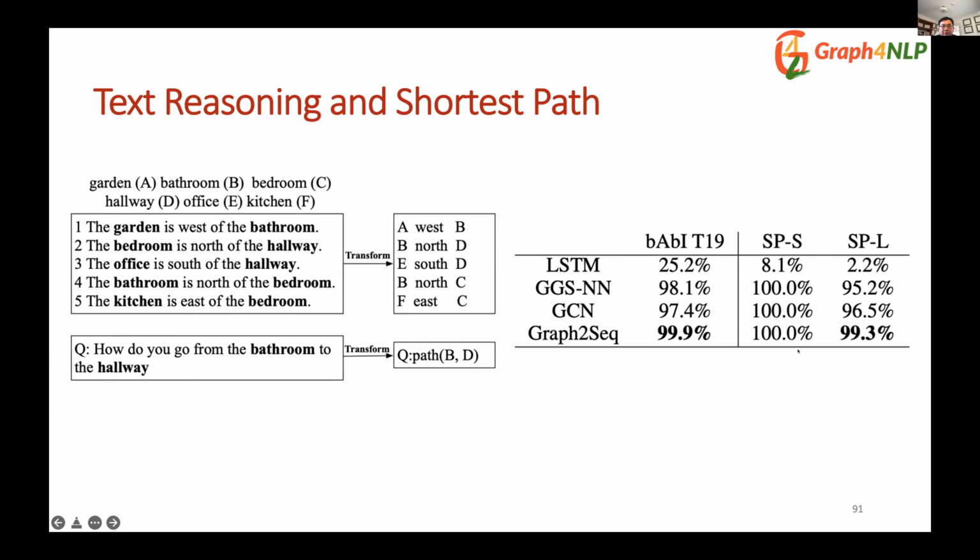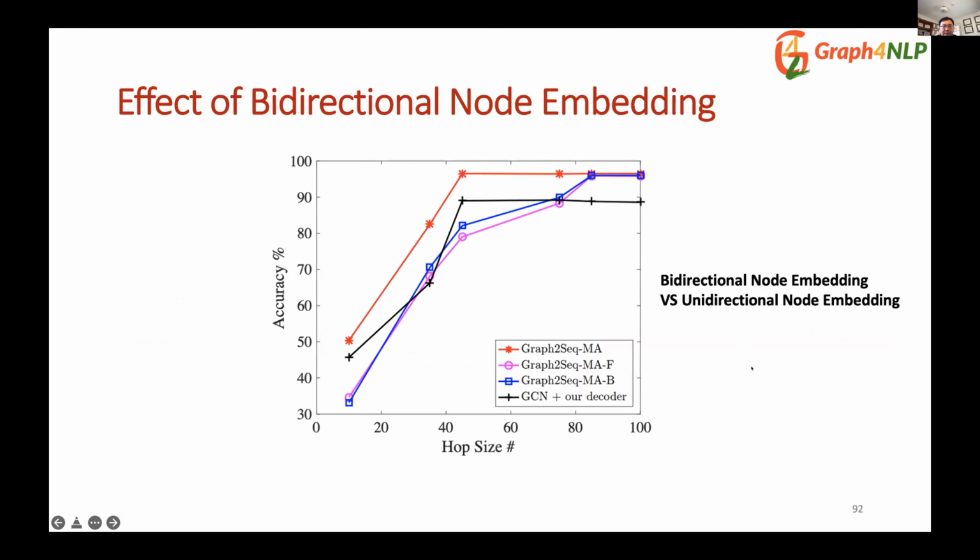At the same time, we also perform the task on the shortest path task, which tries to find the shortest path between the origin data point and the destination. The S means that this graph is a small graph, L is a large graph. Of course, the smaller the graph, the easier the task is. So we can see that for all these tasks, our graph-to-sequence model can perform much better than the sequence model and also compared to other graph-based methods. The reason is very simple: the bidirectional node embedding really helps a lot.